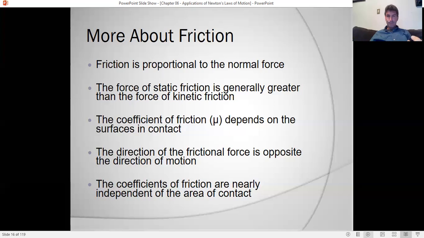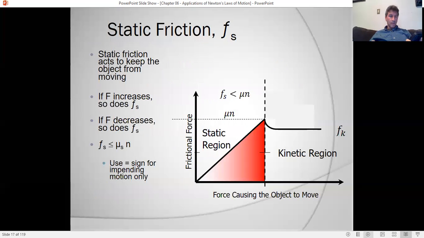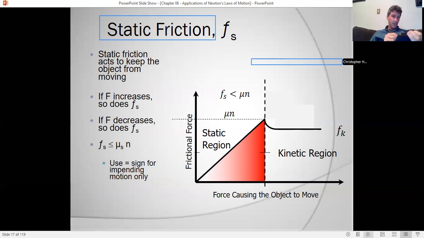All right, so let's take a look at this little graph here. What's going on right here? Well, we're going to look at the case where the friction is static, first of all. We've got an object on a surface. Here's our surface. Here's our object. We're going to apply a force on this object. And friction is going to push back. Okay. As long as friction is large enough, that box is not going to move.